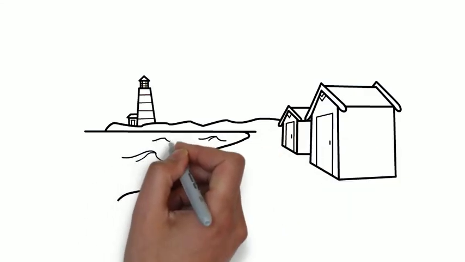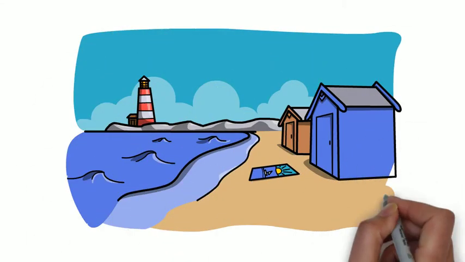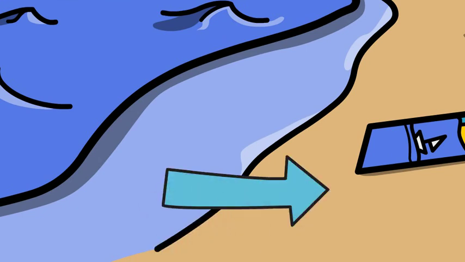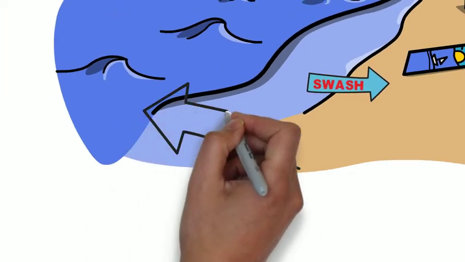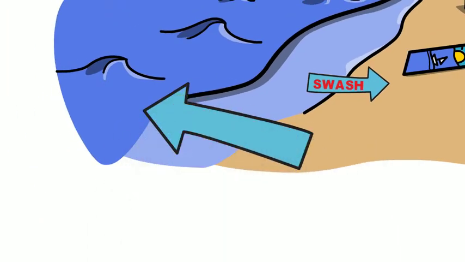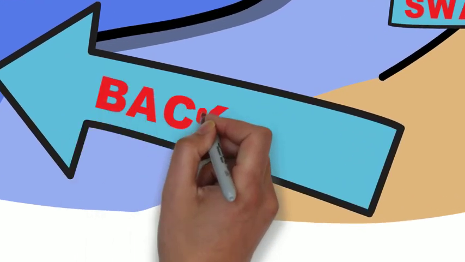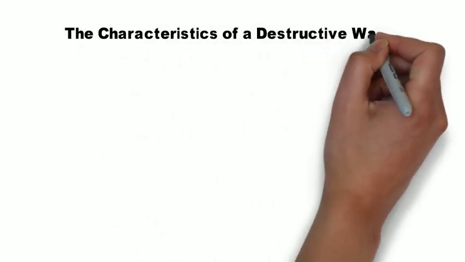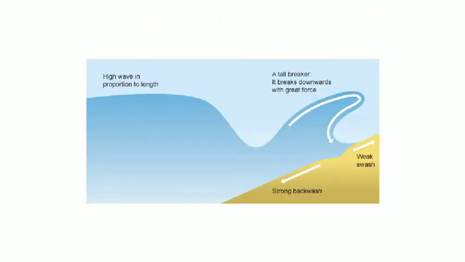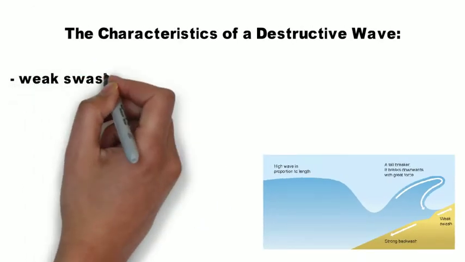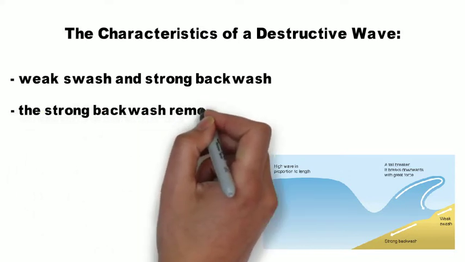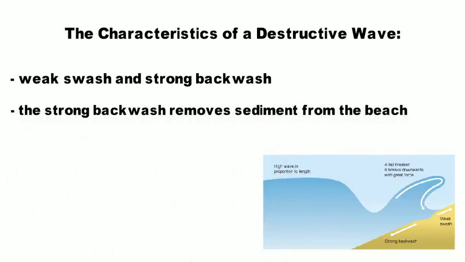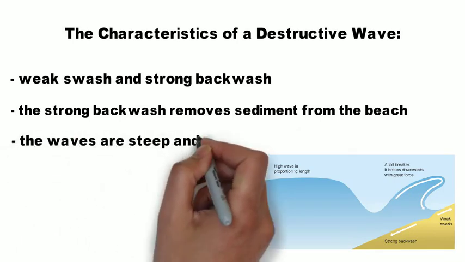When a wave reaches the shore, the water that rushes up the beach is known as the swash. The water that flows back towards the sea is known as the backwash. The characteristics of a destructive wave are a weak swash and strong backwash. The strong backwash removes sediment from the beach, and the waves are steep and close together.